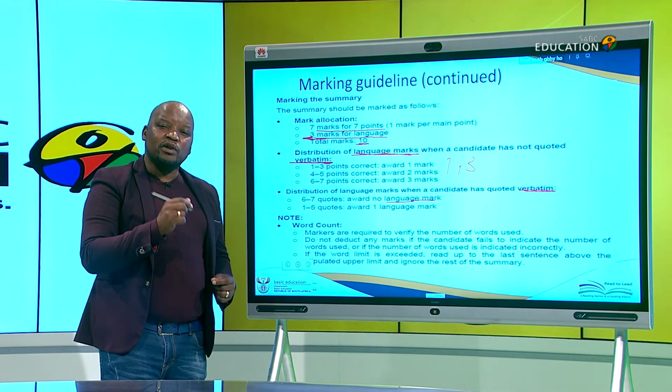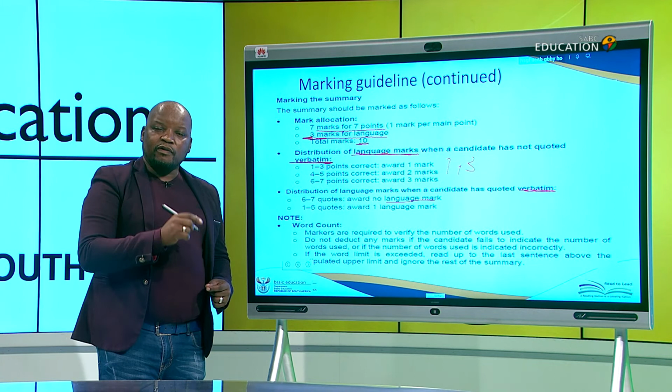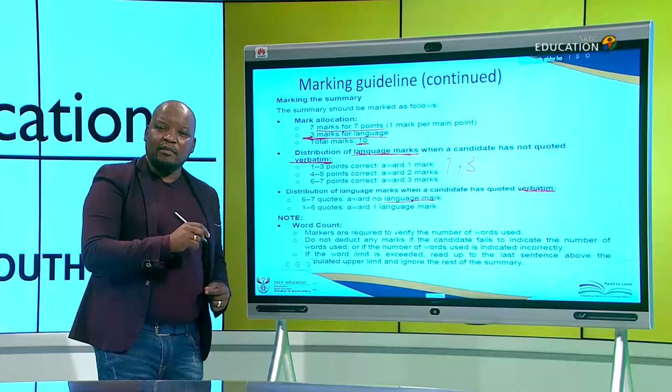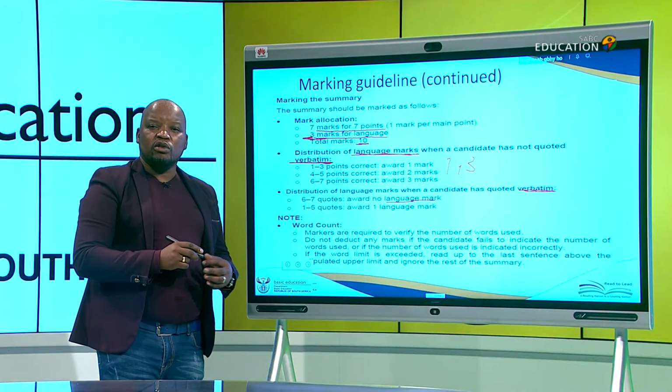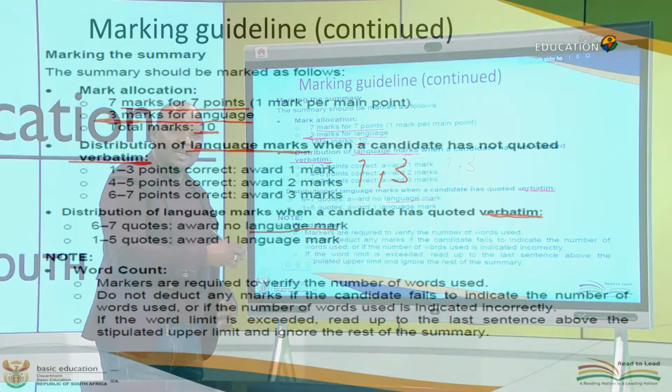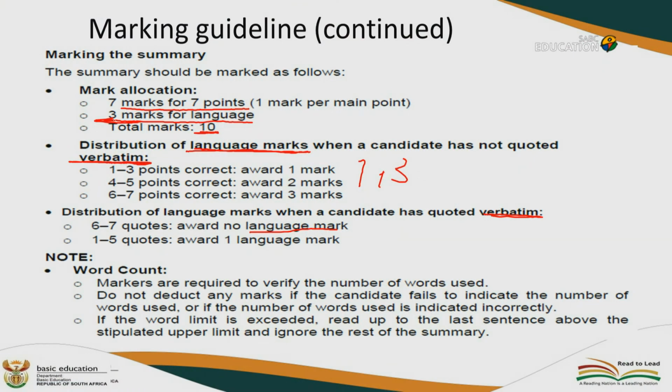But it is very important, learners, for you to indicate the number of words. Don't say that because there is not going to be any deduction, you then don't write down the number of words. I beg you, learners, indicate the number of words. This is a summary. We need to see whether you have managed to keep to the 70 words that are required. If the word limit is exceeded, read up to the last sentence above the stipulated upper limit and ignore the rest.